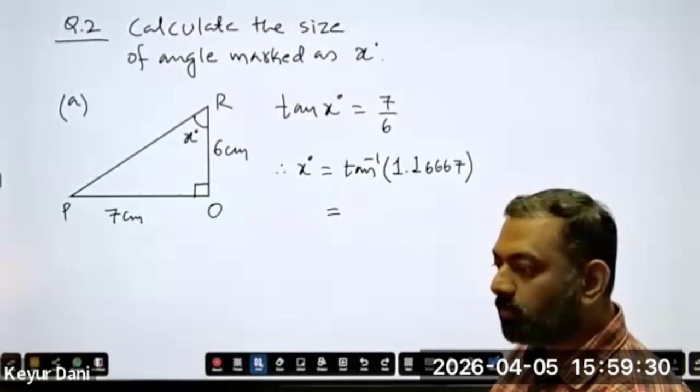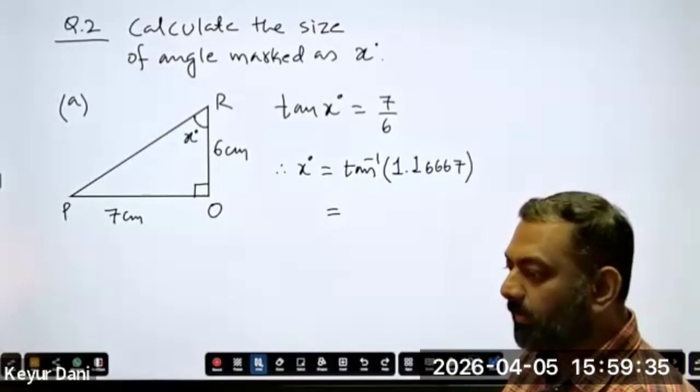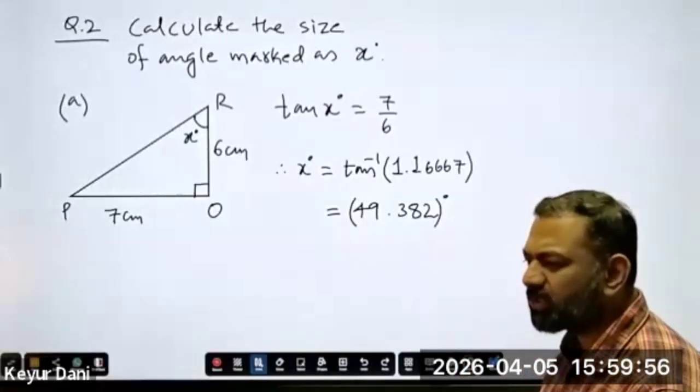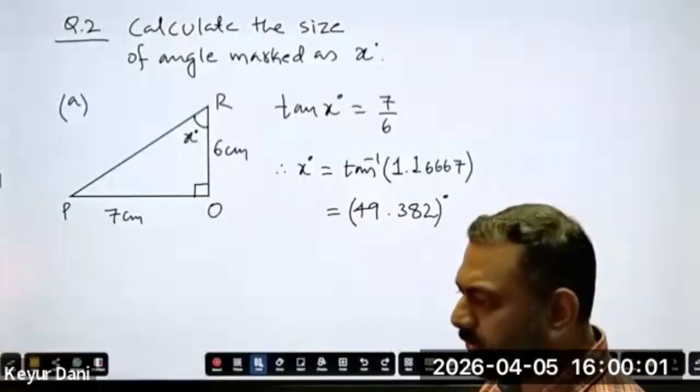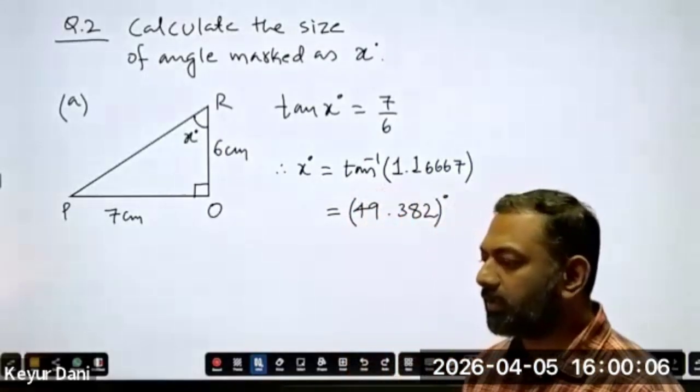Okay. What's the answer? I'm still solving. Yeah, tell me. So it'll be tan inverse of 7 by 6, 49.3987. I got 49.382. That is okay. After the decimal, if at least one digit is the same, then your answer is approximately correct. Okay. All right. So this is the basics of trigonometry that we have started.